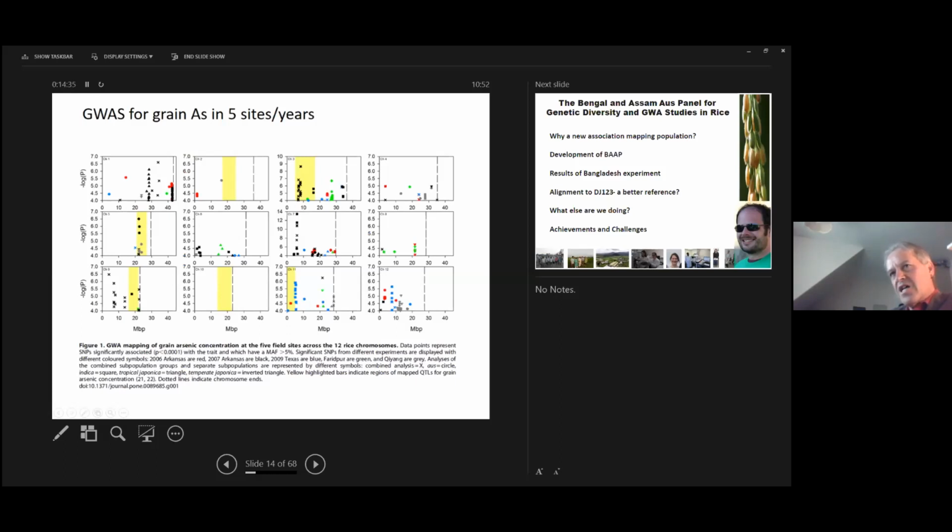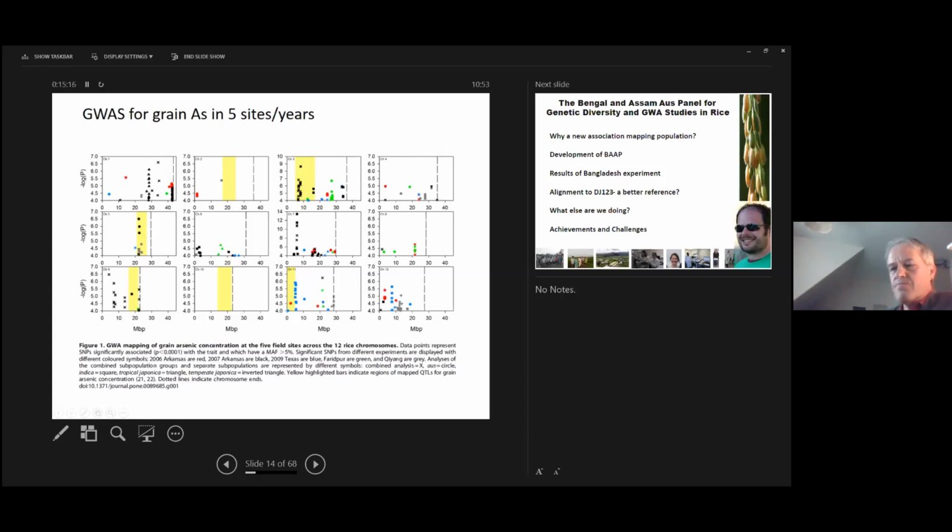And what you see here is QTL, or SNPs that are associated with grain arsenic, color-coded by the site. So you probably can't see the writing, but for example, red are Arkansas in 2006. So these red ones, Arkansas 2006. And black are Arkansas in 2007. So the different colors represent different sites, and there are 5 different sites. And the other thing that you see on this slide is that you have triangles and circles and crosses.